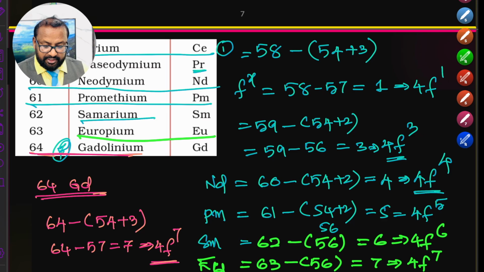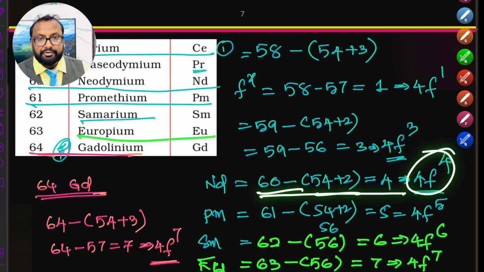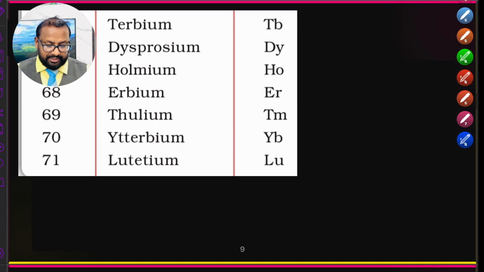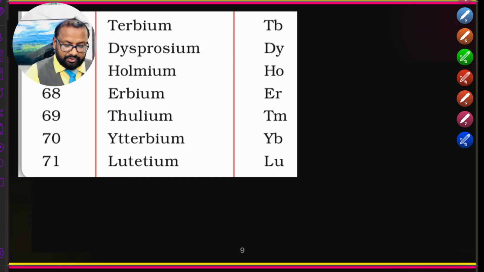For 58 minus 57 gives you f1. f2 is missing, you can check here. 59th element, 59 minus 56, f3. For the 60th element, 60 minus 56, 4f4. For the 61st element, 61 minus 56, again f5 configuration. In the same way you can solve for other ones. So let us also see the remaining ones. It will be easy for you to solve if you know the trick.